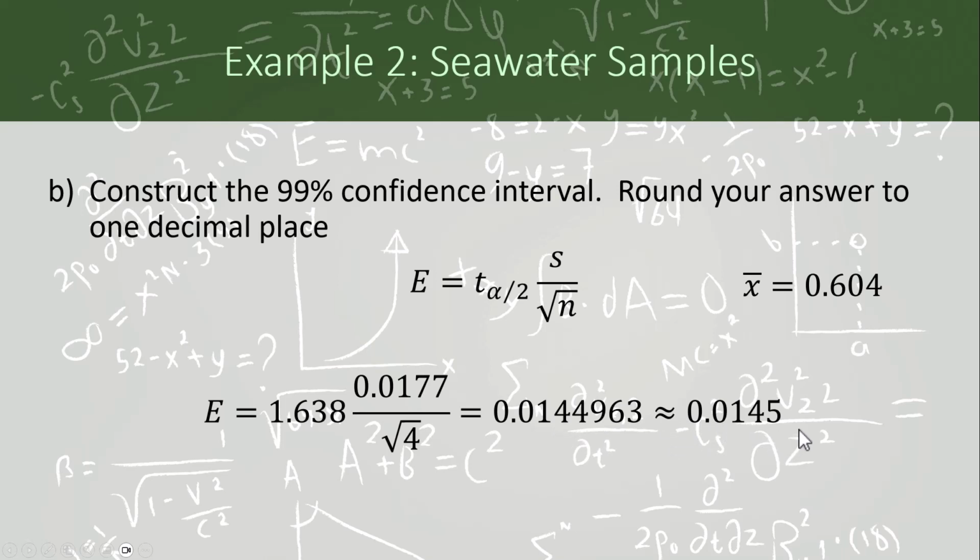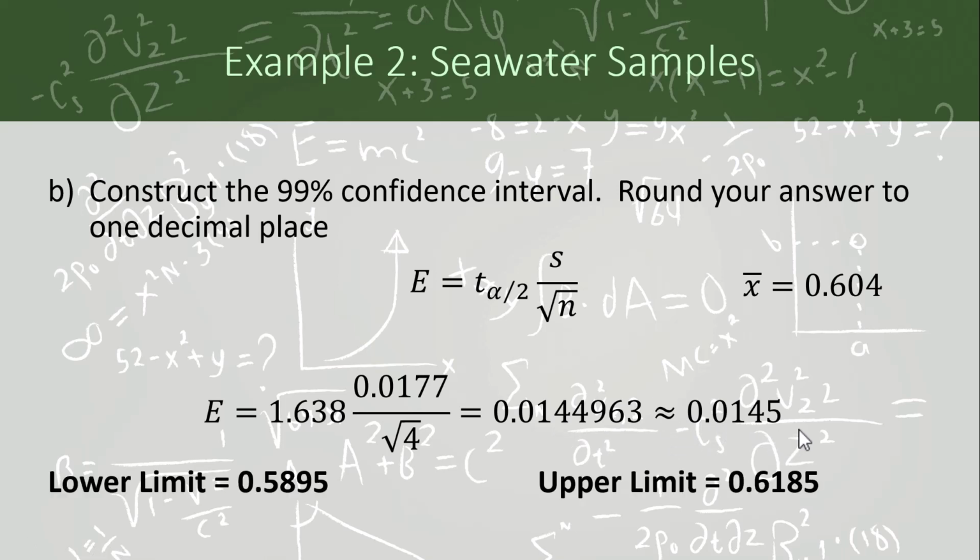So our error is going to be 0.0145. And if that's the case, then the lower limit is going to be our sample mean minus that, 0.5895. And then our upper limit is going to be 0.6185. So I guess we could round it. Now here, we could round our answer to 1 decimal place. We will just simply have 0.5 and 0.6.